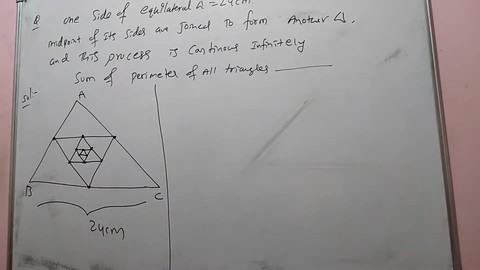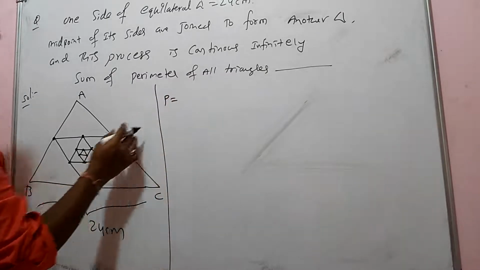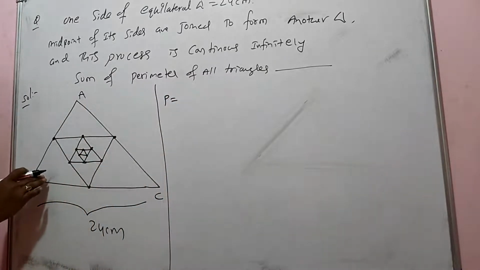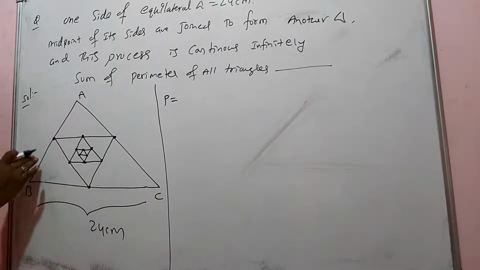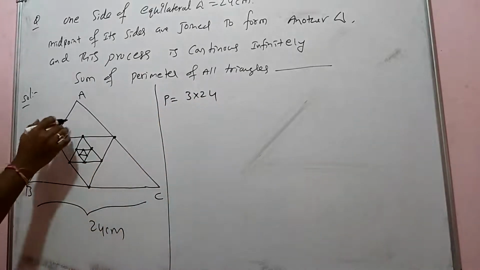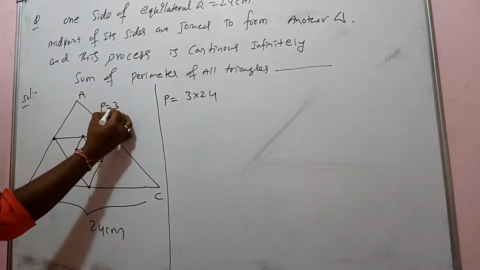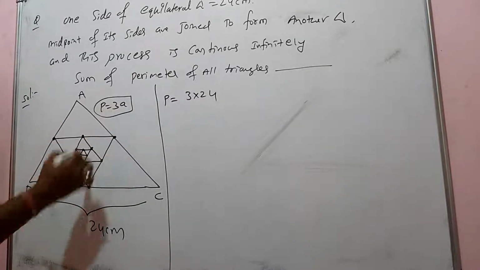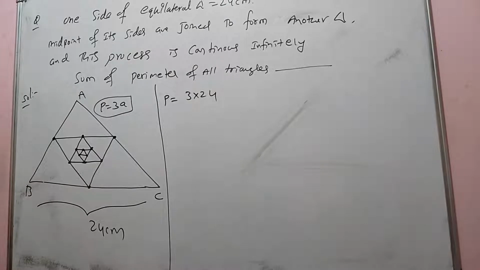So he's asking to find, 144 is the answer. Is that right? Okay. Yes, you are right. Rupa, you are right. Shruti, that's correct, you are right. So what you can write as perimeter is equal to the perimeter of this triangle, which is 3 times 24, 3a. The perimeter of the equilateral triangle is 3a. So perimeter is equal to 3 times 24.